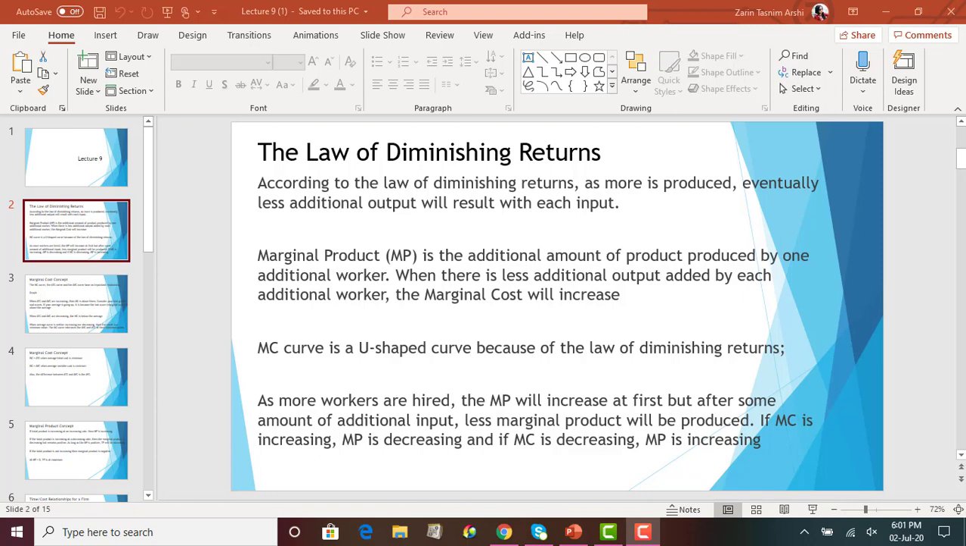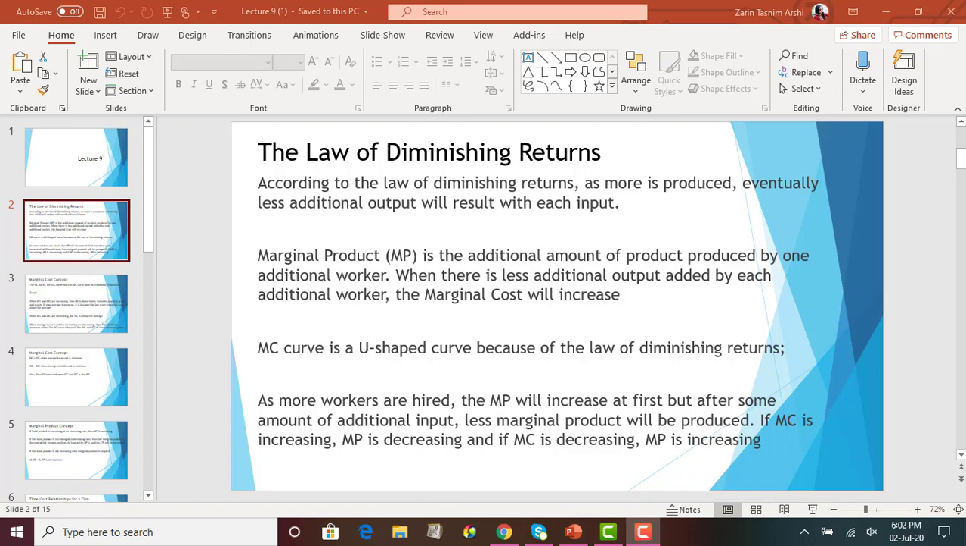So let's say we have 4 employees right now that make mobile phones for us, and they produce 40 mobile phones. Now let's say I add the 5th worker, and now my total output is 45 mobile phones. So the additional output that I'm getting from adding that one additional worker is 5 mobile phones, and that is the marginal product. Okay, when there is less additional output added by each additional worker, the marginal cost will increase, right? So basically what it is saying is the point where marginal product starts decreasing, that's when marginal cost, the cost of that labor, is going up.